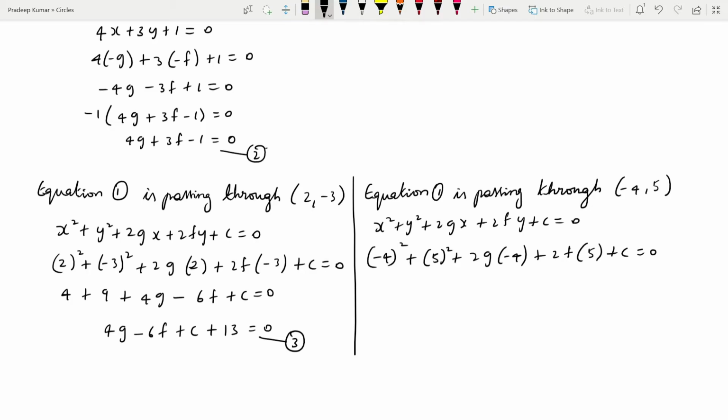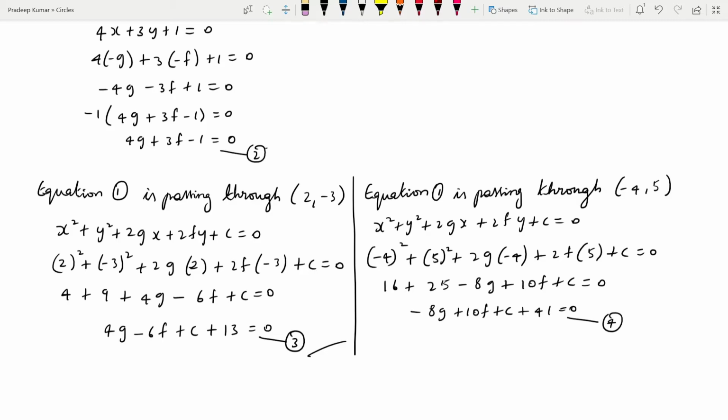So this is 4² is 16, 5² is 25, this is 2 4s, it was 8g, plus 2 into 5, it was 10f, plus c equal to 0. So I can write this in sequence, so this will get it as -8g + 10f + c. So this is 16 plus 25, will be getting this as 41 equal to 0. So let's say this is equation number 4. So now we'll just solve equation 3 and equation 4 and let's see what do we get.